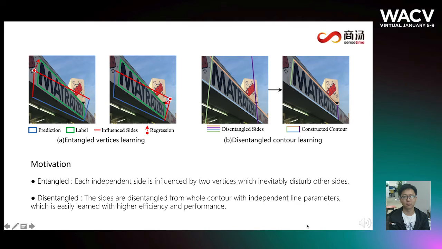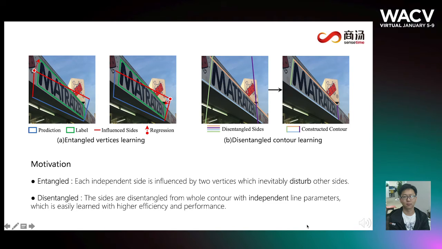from four distorted sides. Existing methods concentrate on learning word sides to construct the contour, as shown in the left image. However, we can see that word sides are inevitably entangled with their neighbor sides. The regression of each independent side is influenced by two adjacent sides, which would inevitably disrupt other sides. The learning efficiency and detection performance are suppressed.